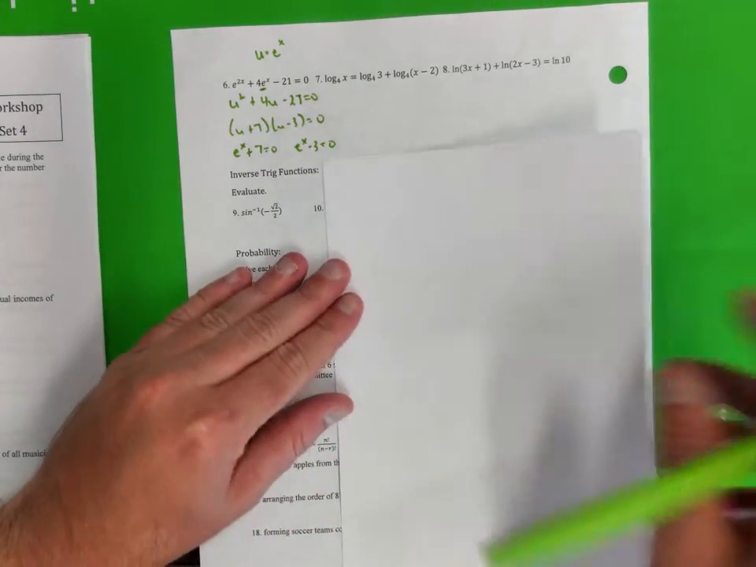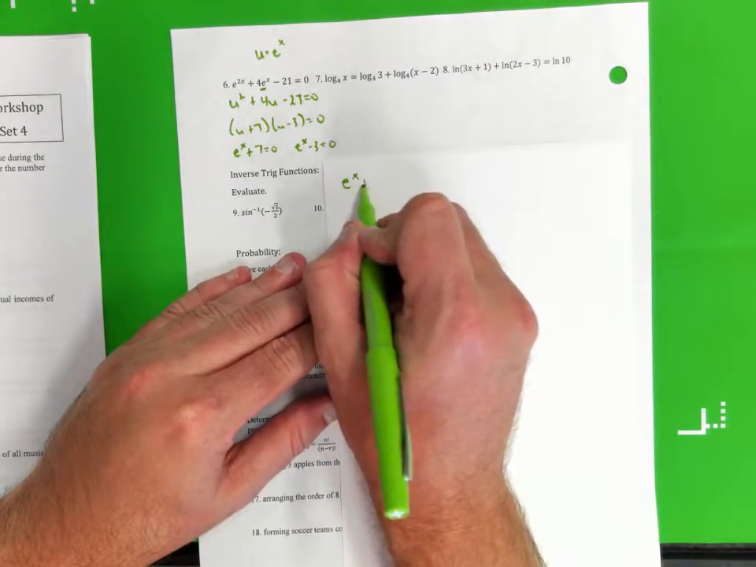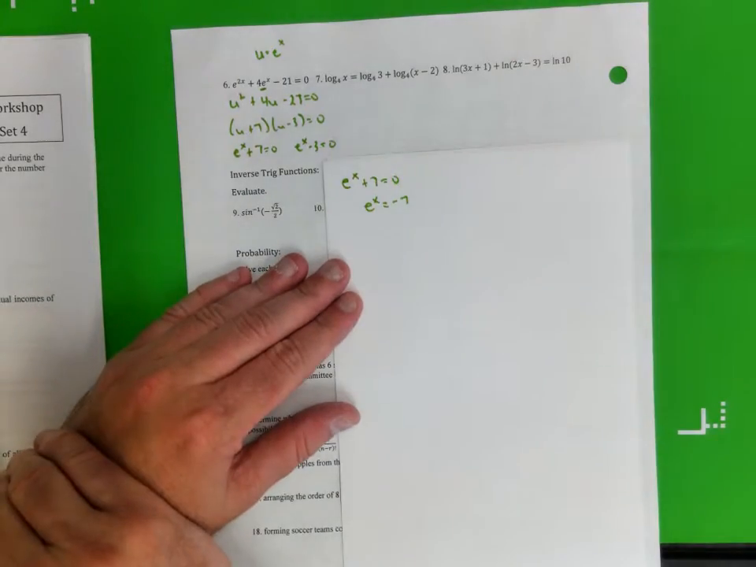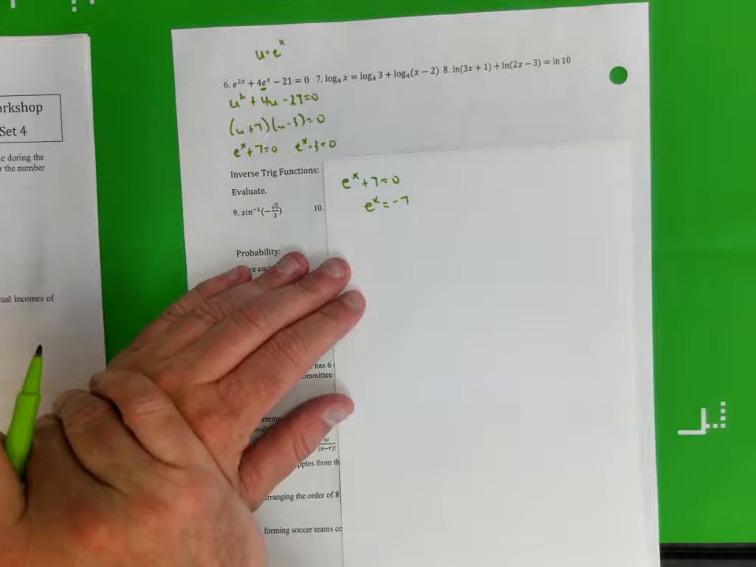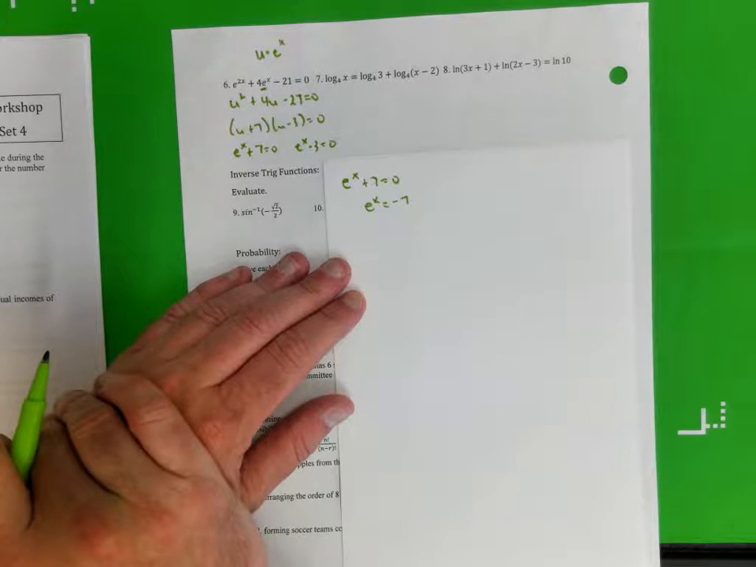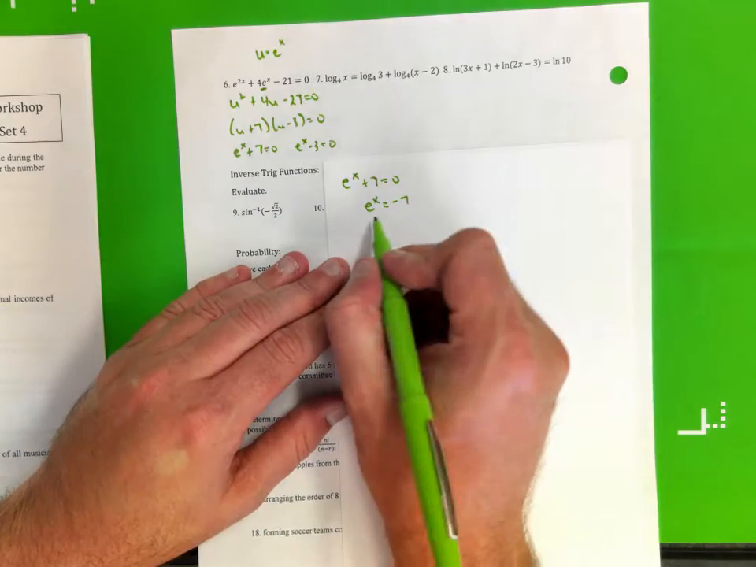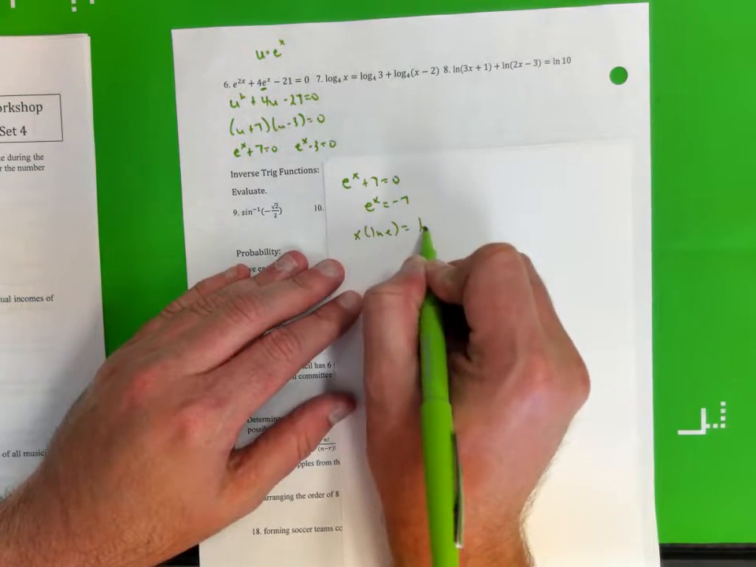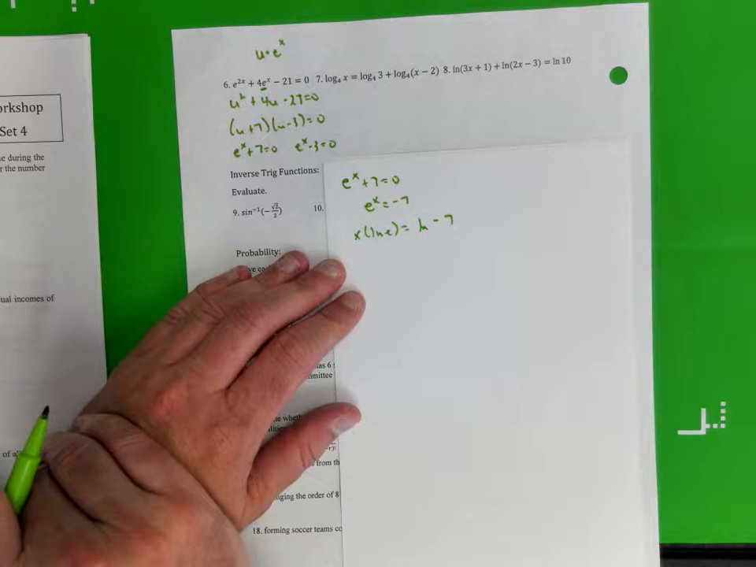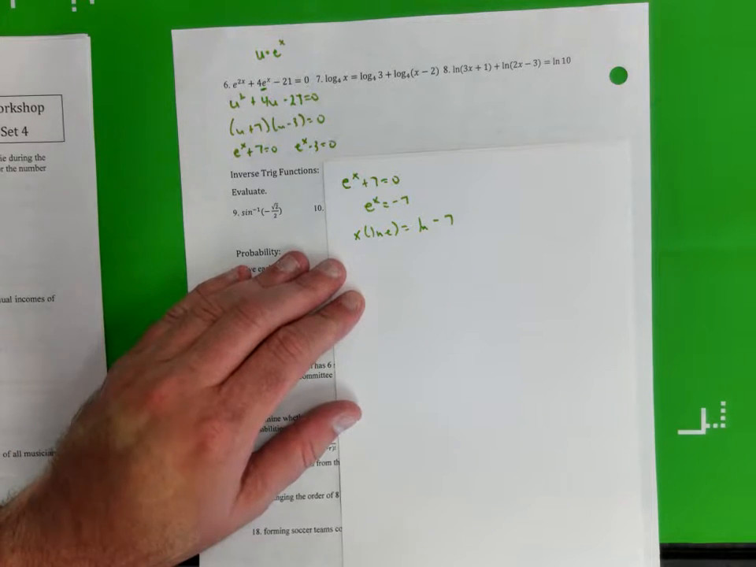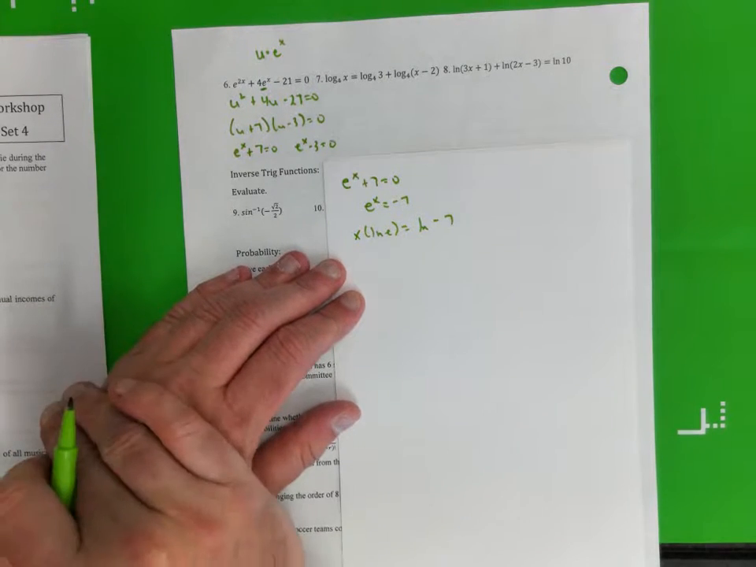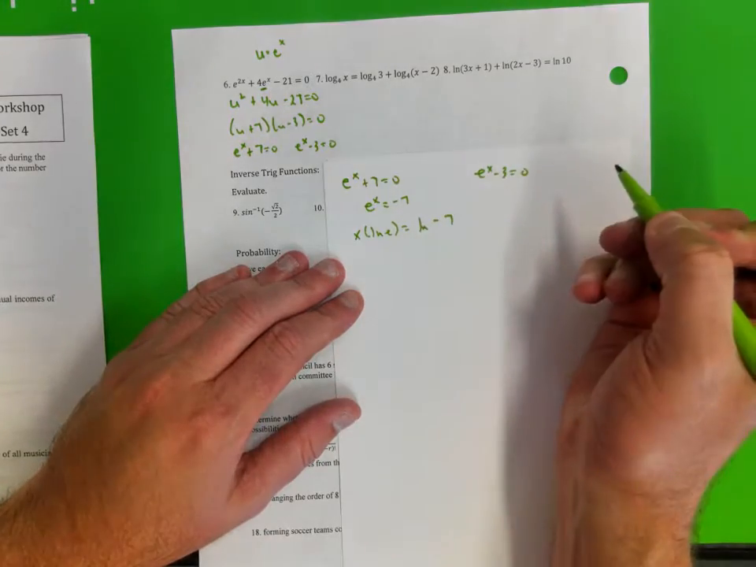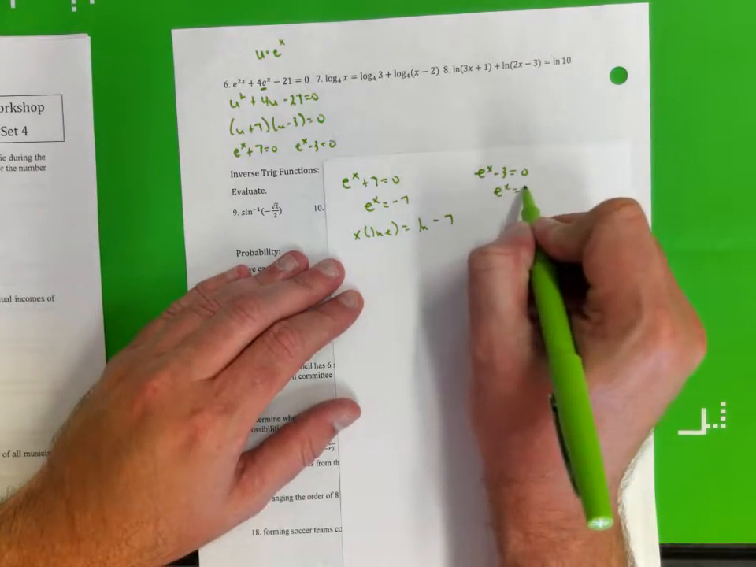Now, when you have e to the x plus 7 equals 0, and I bring that 7 over as a negative 7, I'm going to end up taking the natural log of that. But can we take natural logs of negative numbers? No, because if you plug that in a calculator, you will get an error. So you know that that is not an option. So you go over to e to the x minus 3 equals 0. E to the x equals 3.